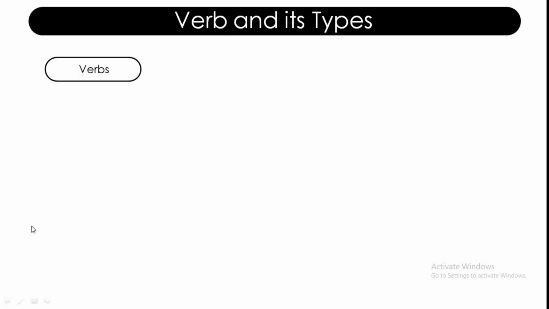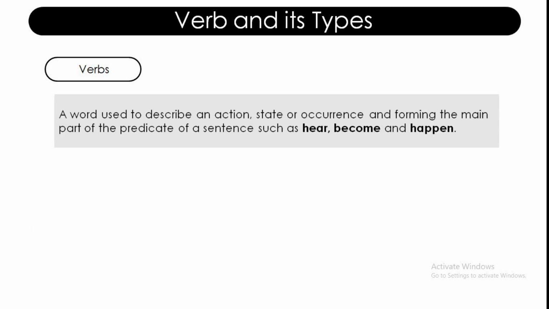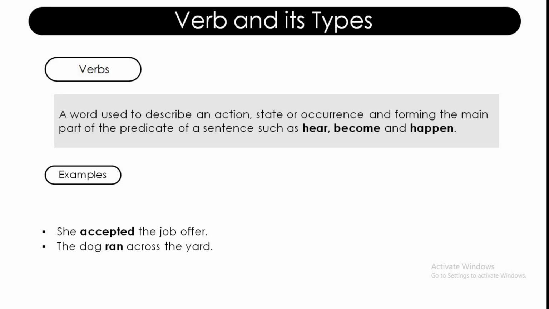Our today's topic is verb. Do you know what is a verb? A word used to describe an action, state, or occurrence and forming the main part of the predicate of a sentence, such as hear, become, happen. For example, she accepted the job offer. Number 2. The dog ran across the yard.